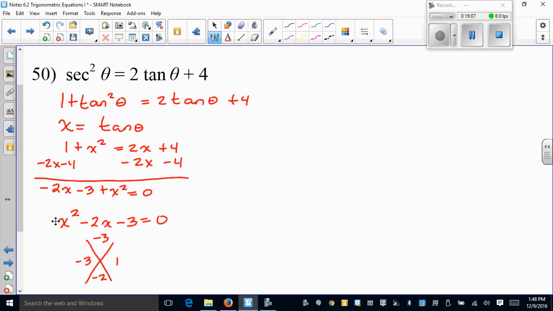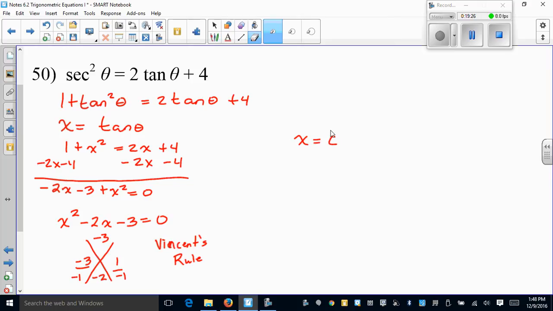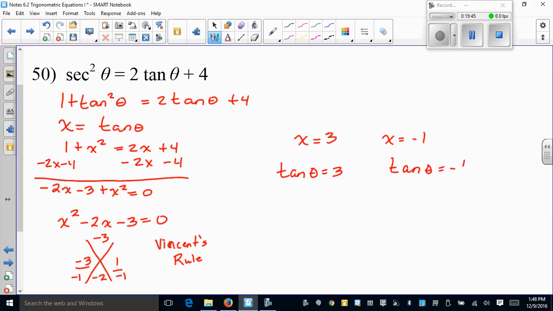So the lead term here is 1. So if I divide by a negative 1, divide by negative 1, that's what I call Vincent's rule. The negative 3 over 1 gives me positive 3, so x equals 3. And over here, 1 over negative 1 gives me x equals negative 1. Don't forget, x is really tangent. So tangent of theta equals 3. Tangent of theta equals negative 1.